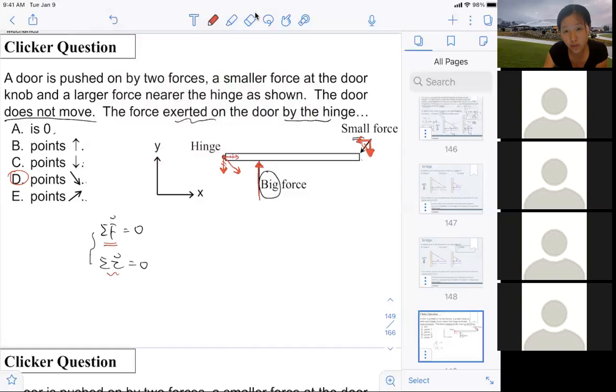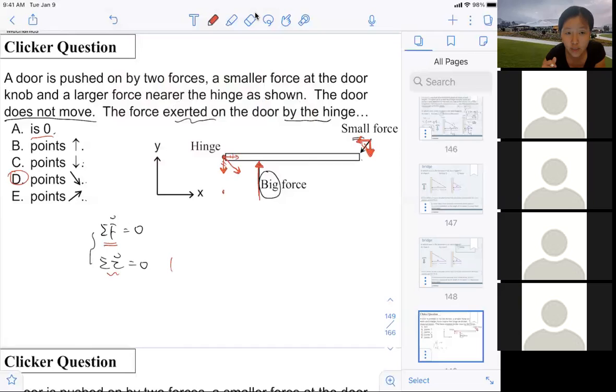To look at the torque though, there are many choices. If you want to put the point of rotation, relative to which point you are rotating, a very natural place is to put it at the hinge. If you put it at the hinge, the force from the hinge doesn't matter. I think that's probably why some people voted for 0, because they were thinking about the torque.